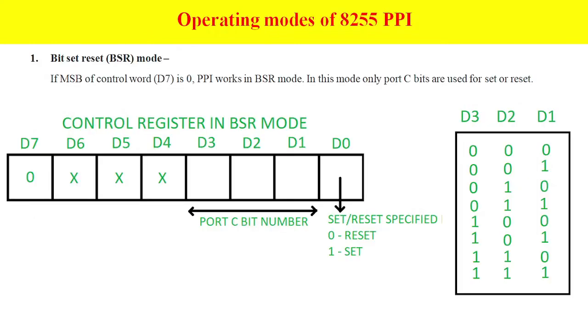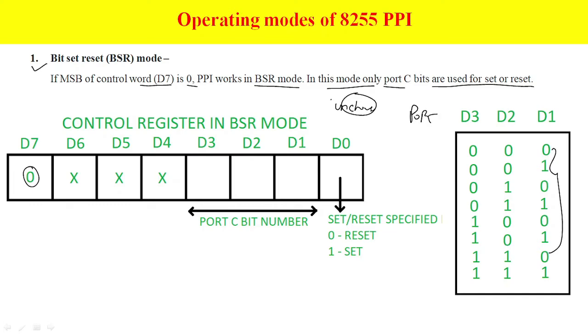Number one mode is bit set and reset mode. If the MSB of the control word, D7, is 0, then the PPI works in BSR mode. In this mode, only port C bits are used for set or reset. Port A and port B will be unchanged. Only port C, you can set or reset any bit with the help of bits D7, D3, D2, D1 and D0.